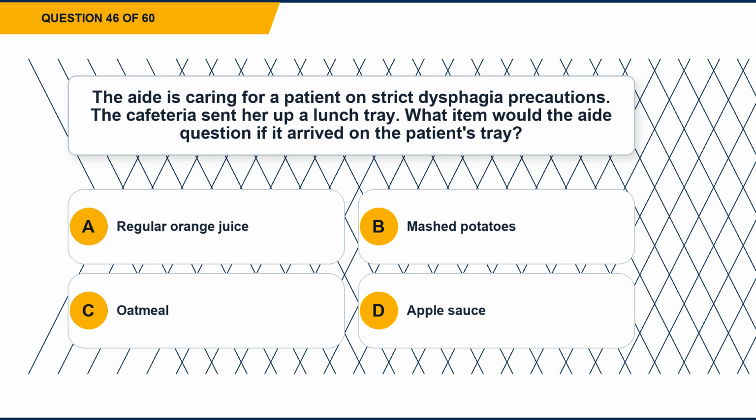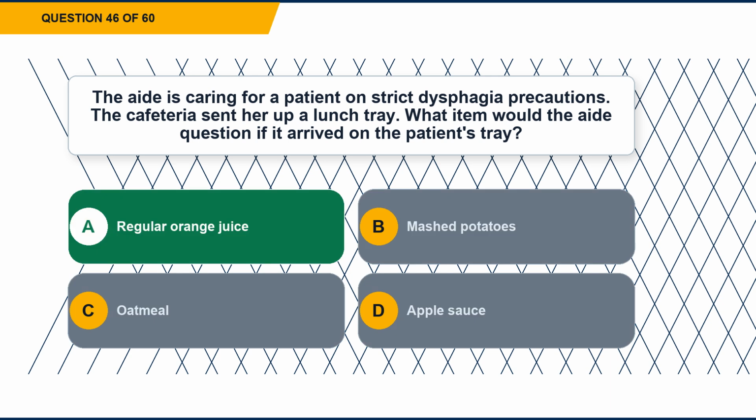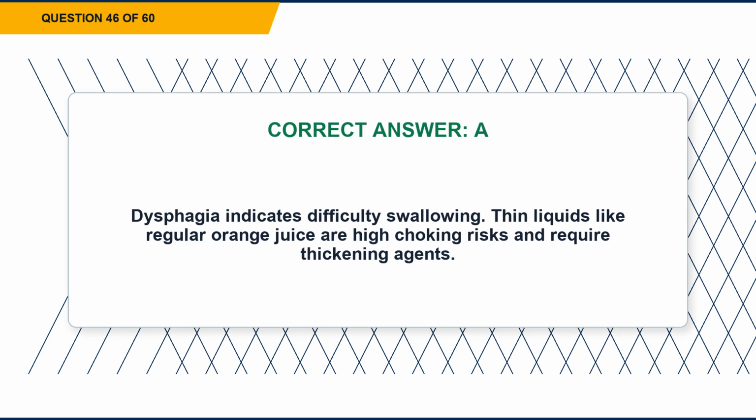Question 46. The aide is caring for a patient on strict dysphagia precautions. The cafeteria sent her up a lunch tray. What item would the aide question if it arrived on the patient's tray? Option A, regular orange juice. Option B, mashed potatoes. Option C, oatmeal. Option D, applesauce. The correct answer is option A, regular orange juice. Explanation: dysphagia indicates difficulty swallowing. Thin liquids like regular orange juice are high choking risks and require thickening agents.